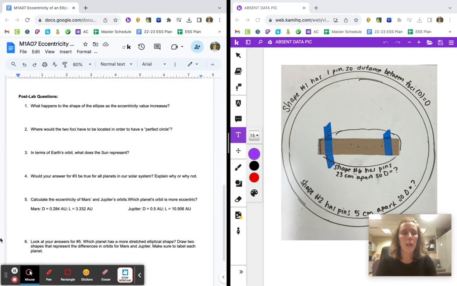So when you're working on your post-lab questions, especially number 3, where it says in terms of Earth's orbit, what does the sun represent? Think about the shape of Earth's orbit and also think about where the sun would need to be. The Earth does not orbit the sun in a perfect circle, so it's not like it's a circle with the sun right in the middle. It must be somewhere else.